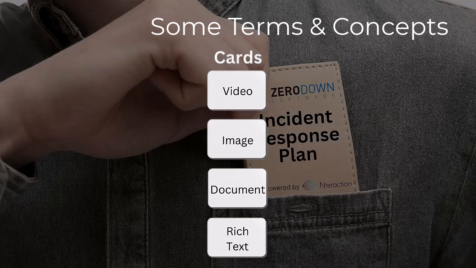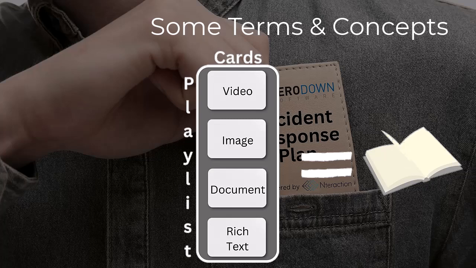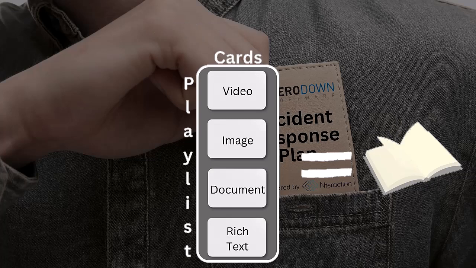A collection of cards is grouped together to create a playlist. A playlist is simply a collection of cards that convey a complete thought or story. Think of a playlist like a book containing chapters or cards.